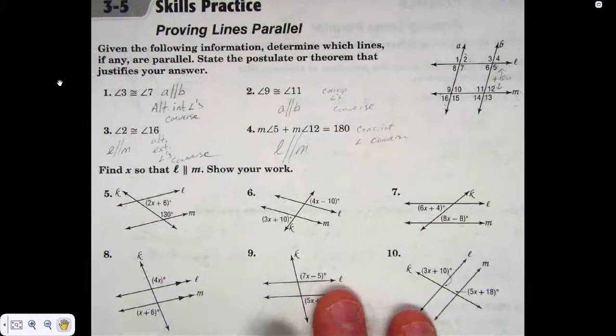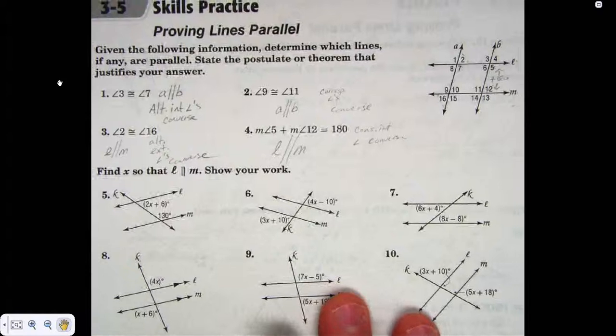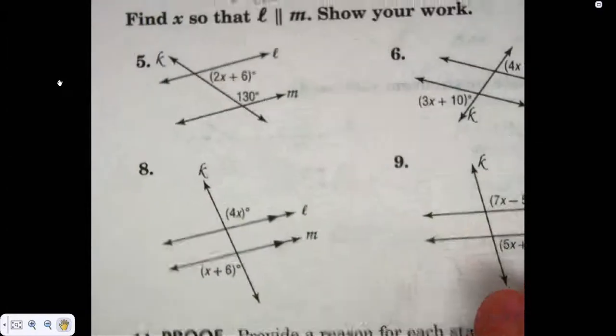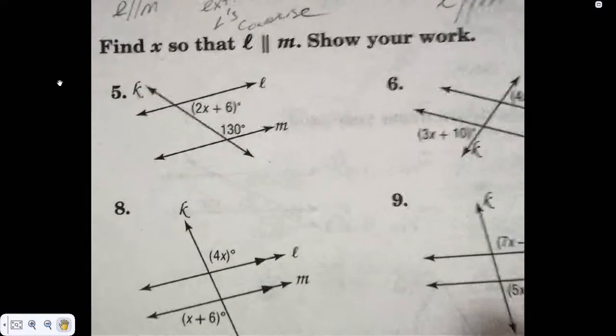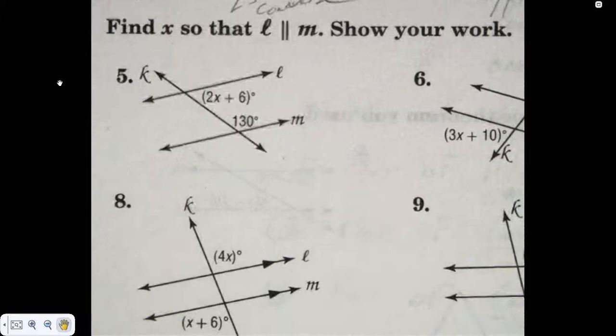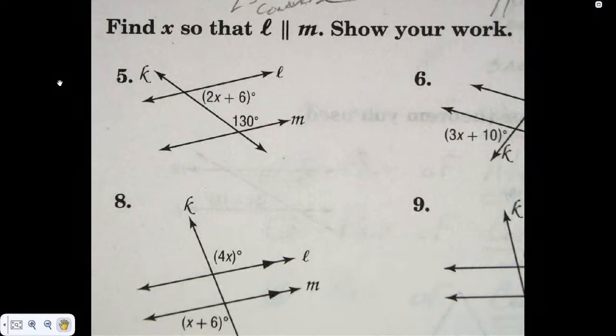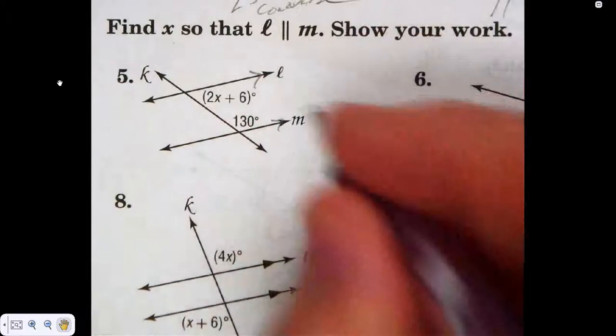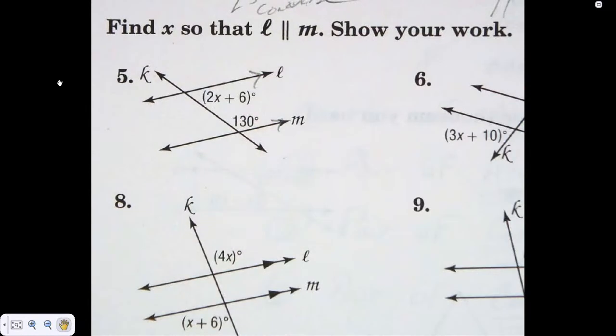Now, these problems down here, I'll zoom it back out and freeze it if you didn't get to write that down. All these problems are saying is find x so that L is parallel to M. So it's saying this has to be parallel to this. So is this really any different than the problems you did in 3-2? No. All you got to do is go around, like I said, and do this.